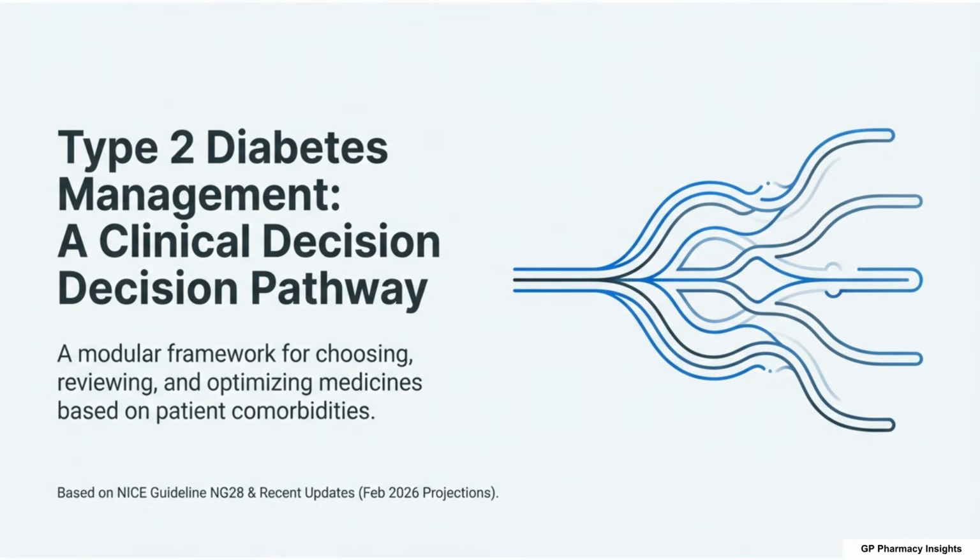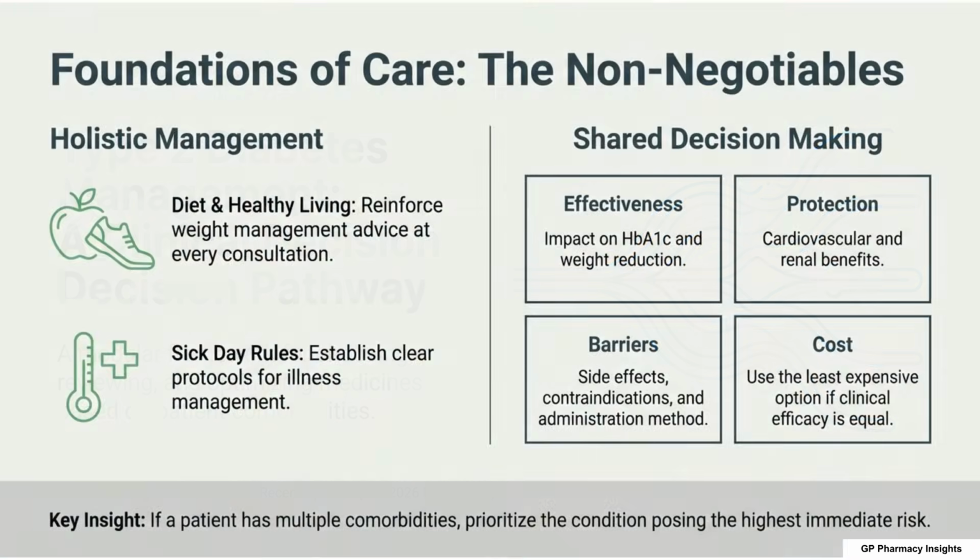This video presents a clinical decision pathway for type 2 diabetes management. It is a modular framework for choosing, reviewing, and optimizing medicines based on patient comorbidities, based on the NICE Guideline NG28. The foundations of care include holistic management, focusing on diet, healthy living, and establishing sick day rules.